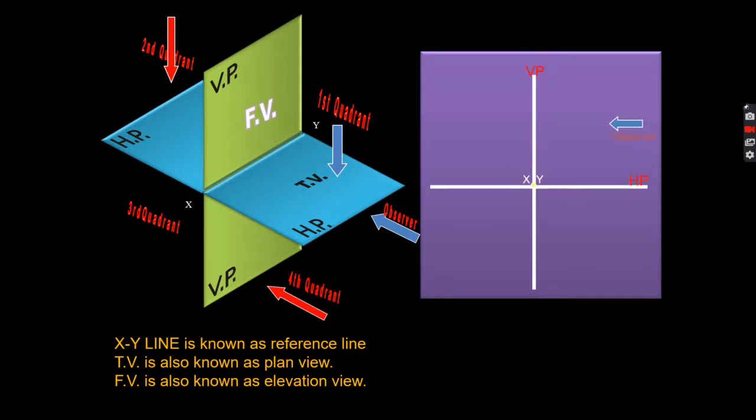This is your first quadrant, second quadrant, third quadrant, this is your fourth quadrant. Okay, so here you can see top view is also known as the plan view, and the front view is also known as the elevation view.